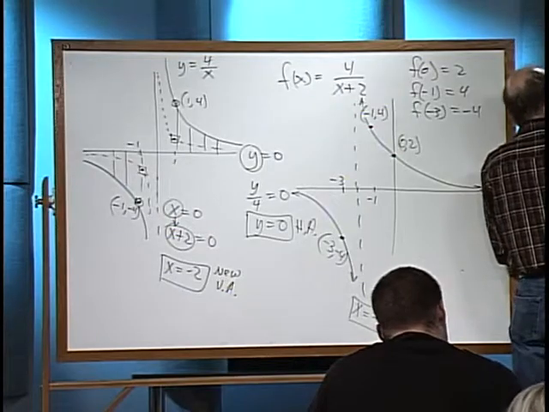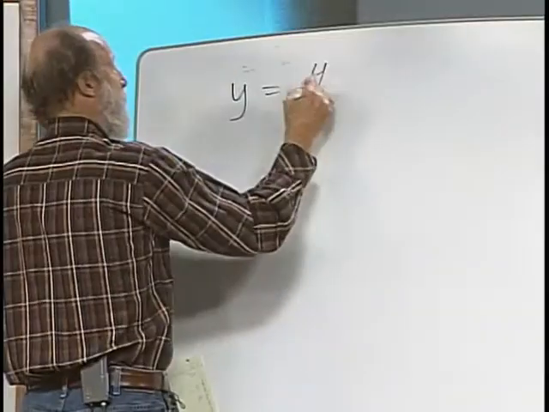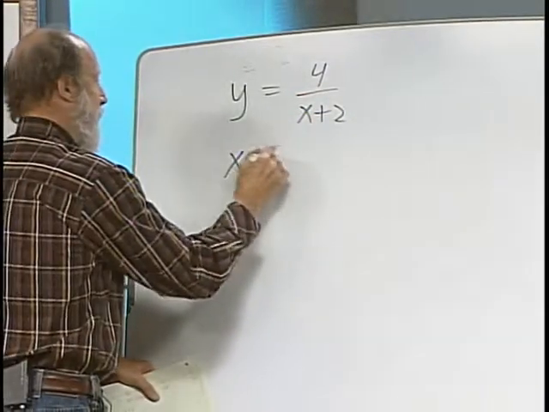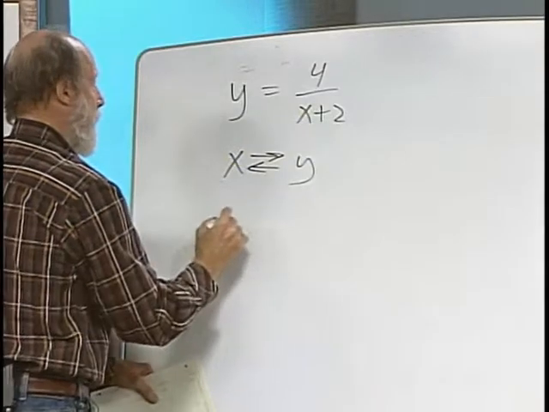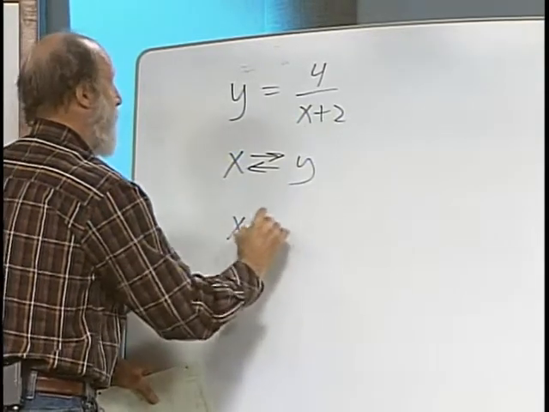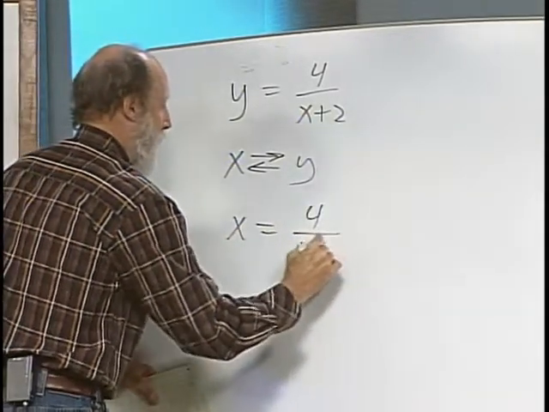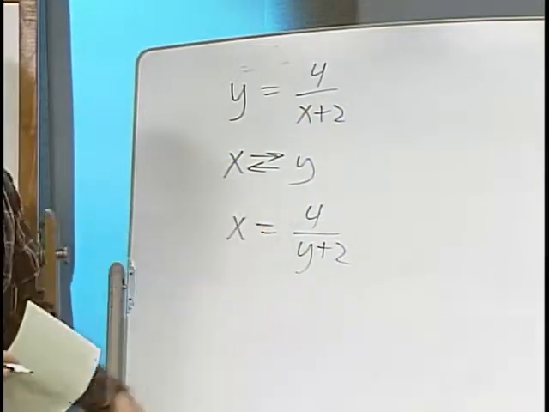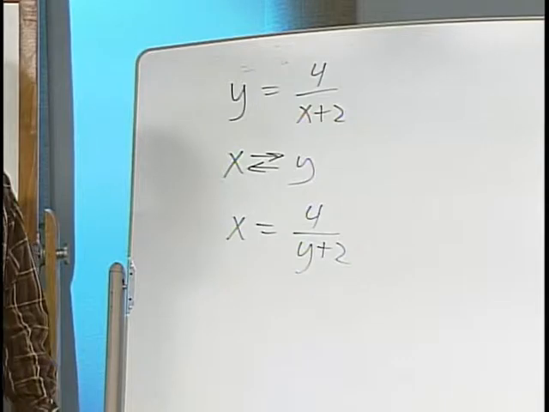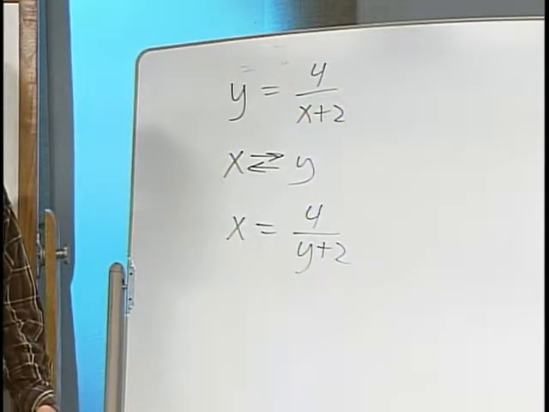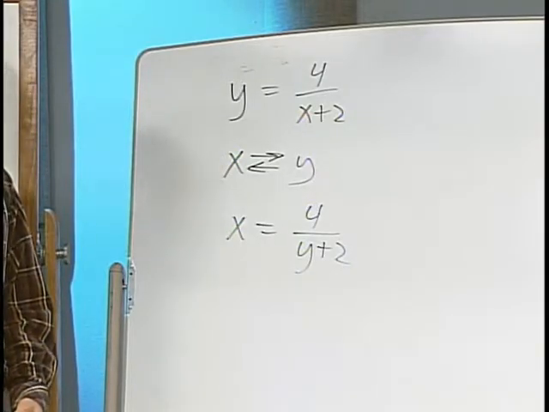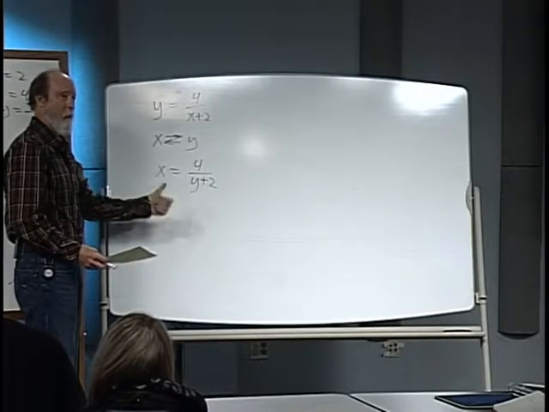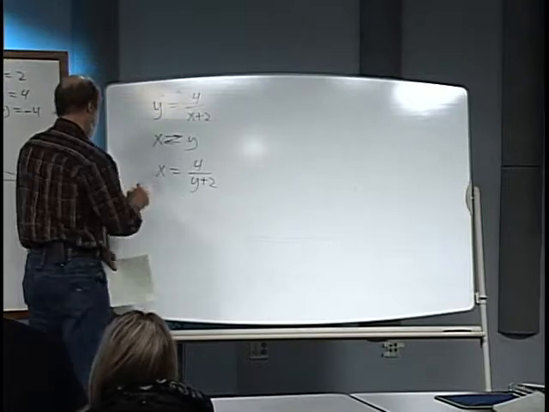We have our function, which was y equals 4 over x plus 2. We're going to interchange x and y, and so we're going to get that x equals 4 over y plus 2. x equals 4 over y plus 2. And then, what do we need to do? Solve for y, always. Solve for y.